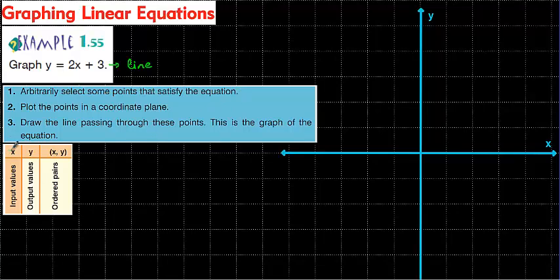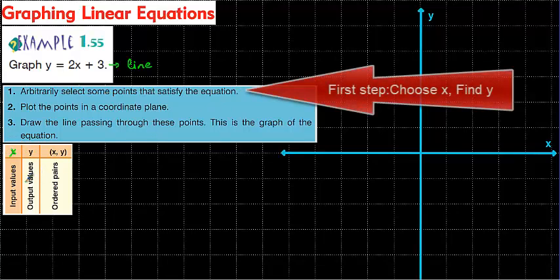I'm going to choose some X values. X values are, I'm going to choose -1, 0, and 1 because it's easy to do operations with these values. Then I'm going to replace these values in the equation and find the Y values. Then I'm going to make ordered pairs, put them in the coordinate plane, and draw our line.